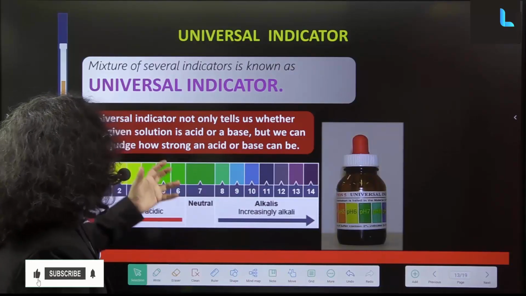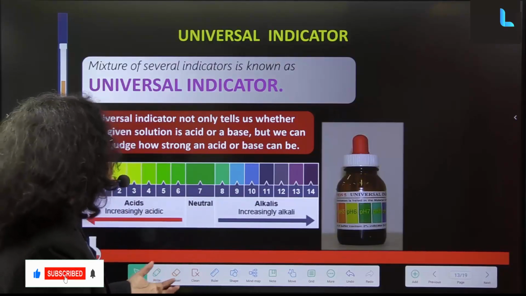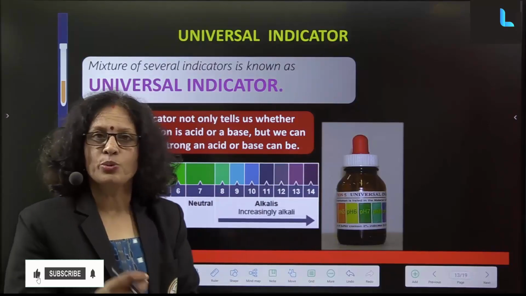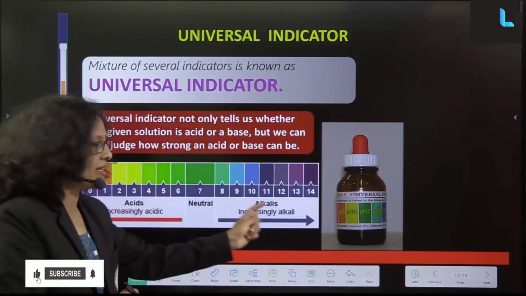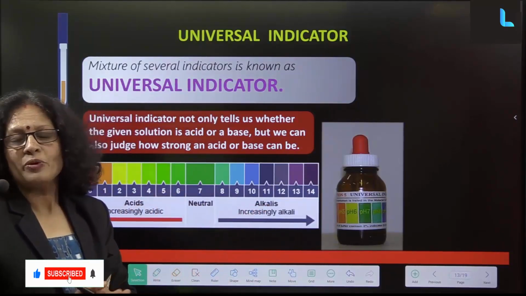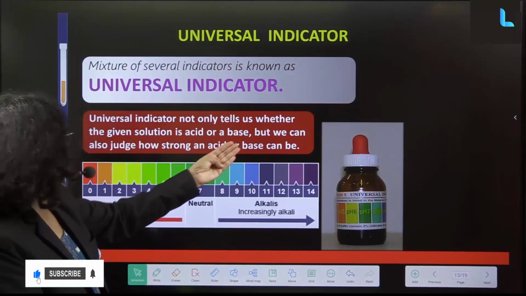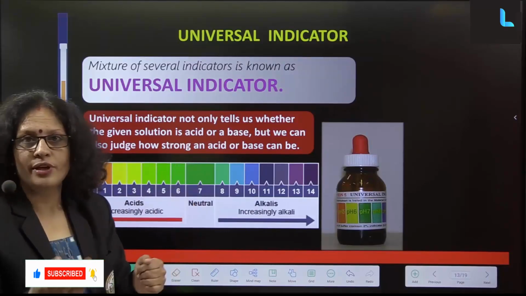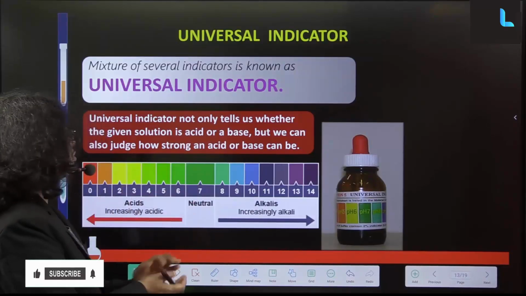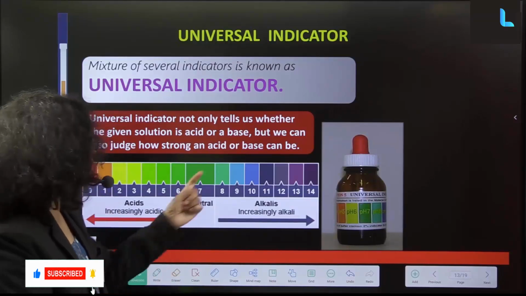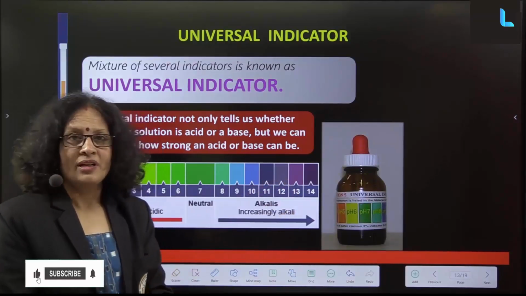Okay, now what is universal indicator? Universal indicator, we can see here, when one drop is touched with any kind of solution, acidic or basic, it shows a specific color change. So universal indicator tells us whether the given solution is acidic or basic, but we can also judge how strong the acid or base is. How can we judge? By the color change matching with the strip.